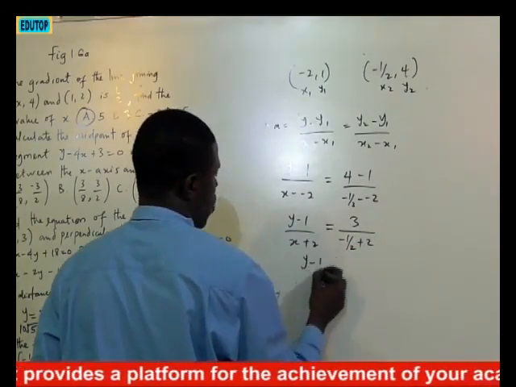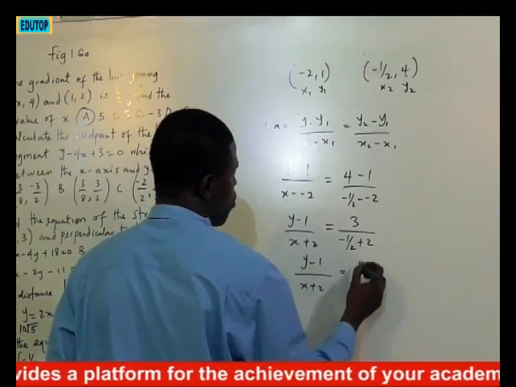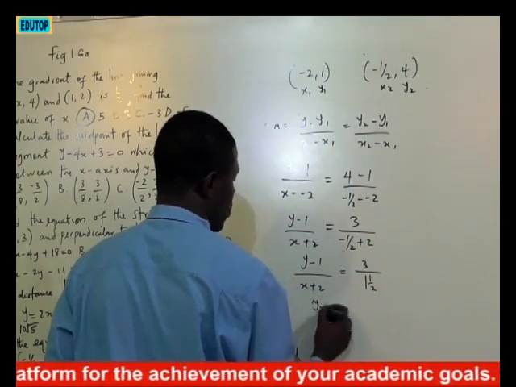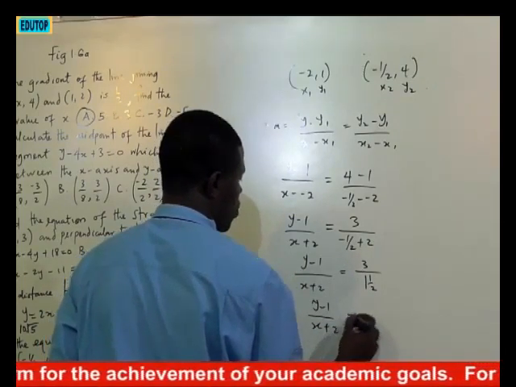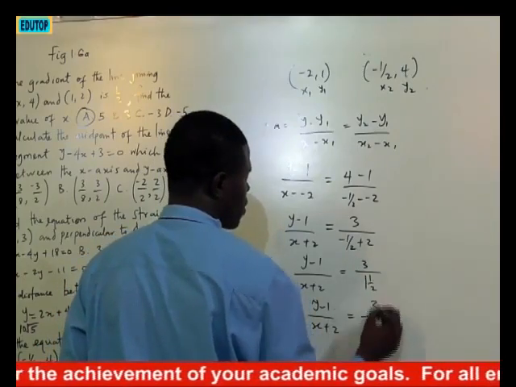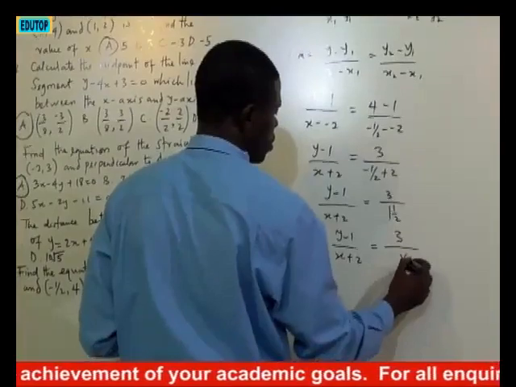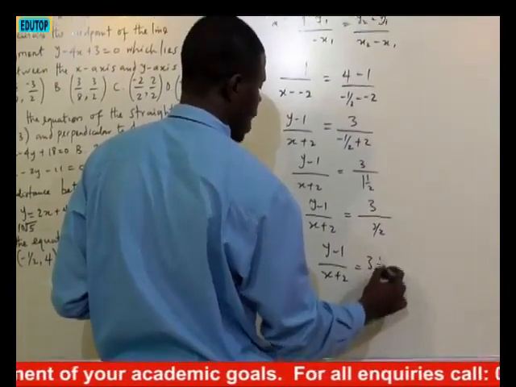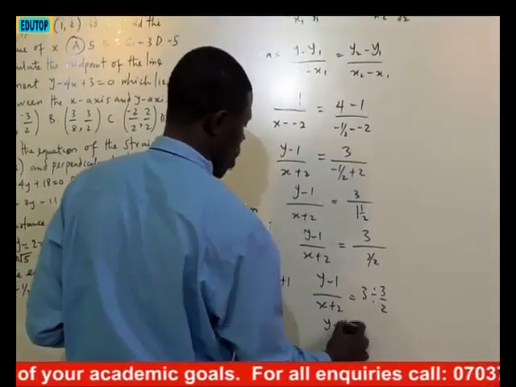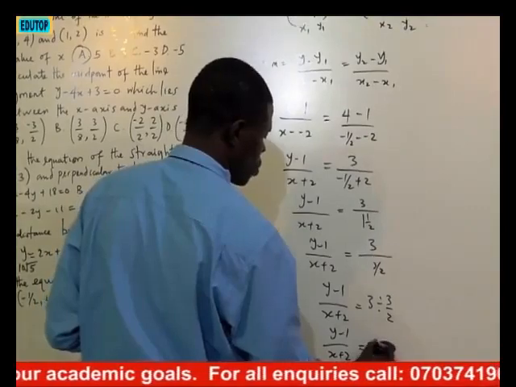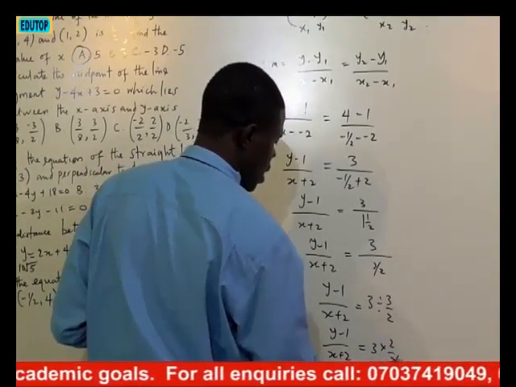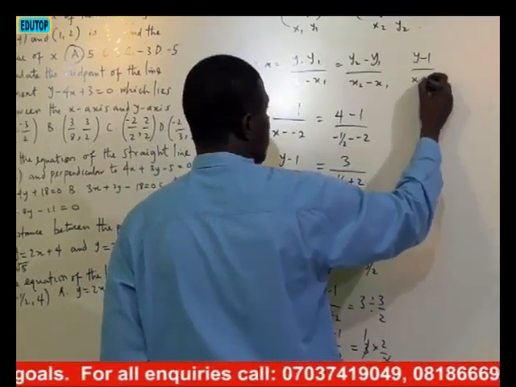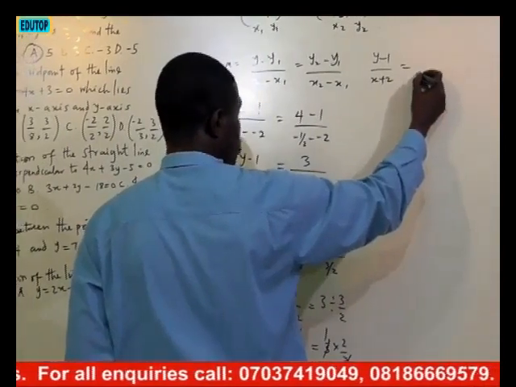So this one will be (y - 1)/(x + 2). And this one will be 3 over minus half plus 2, that is 1 and a half, which is 3/2. So (y - 1)/(x + 2) equals 3 divided by 3/2, which is 3 times 2/3. The 3 here cancels the 3 here. So I have (y - 1)/(x + 2) equals 2.